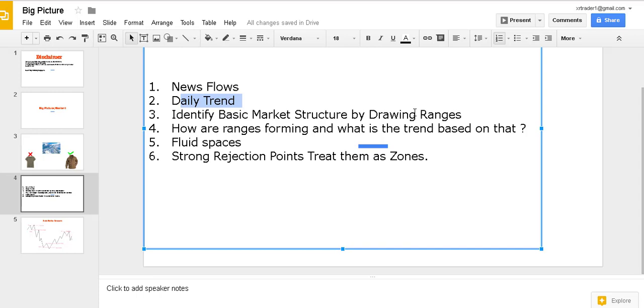If the new range is forming within a bigger range, try to see whether it's forming on the higher side or the lower side, and then you mark the fluids, then you mark the strong rejection points, and just keep them ready when the day progresses, when your day starts. That will help you in rejecting the few trades which are not fitting with your context, and taking trades which fit with your context.